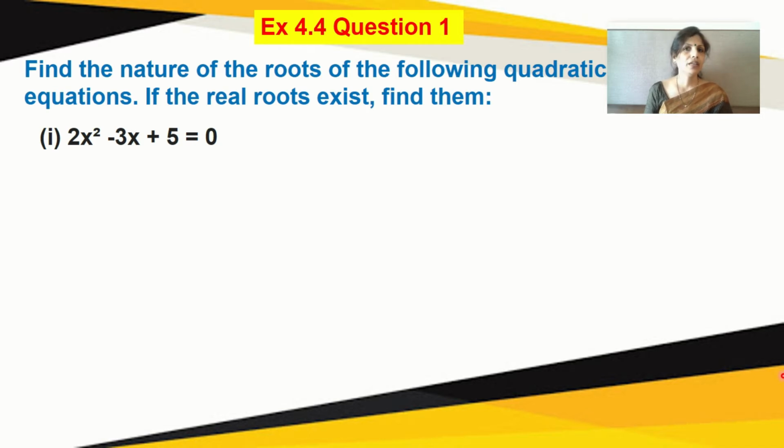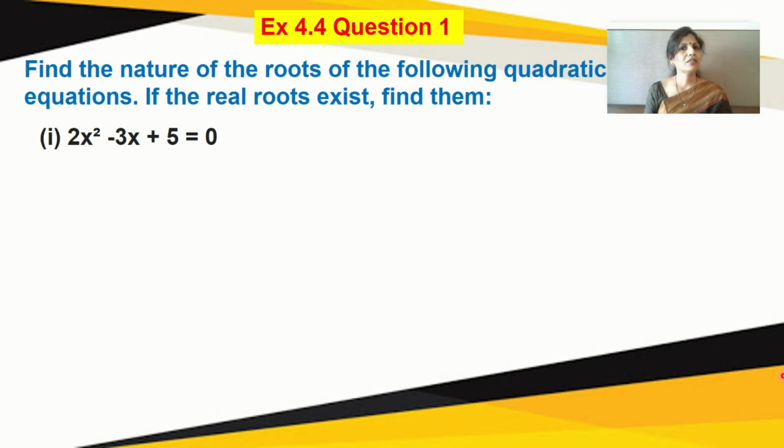If you all remember, in the previous video lesson, we learnt about the conditions for quadratic equations to have real roots, not real roots, and equal roots. This exercise is based on the same thing. The first question given to us is 2x square minus 3x plus 5 is equal to 0. We need to check whether this quadratic equation has real roots, and if it has, we need to find them.